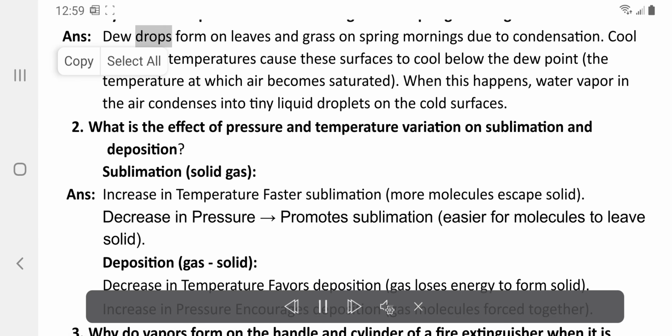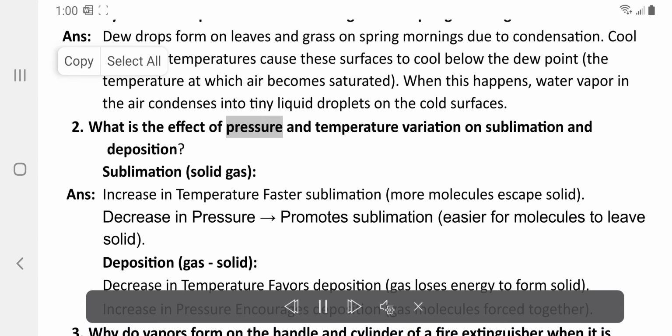Answer. Dewdrops form on leaves and grass on spring mornings due to condensation. Cool nighttime temperatures cause these surfaces to cool below the dew point, the temperature at which air becomes saturated. When this happens, water vapor in the air condenses into tiny liquid droplets on the cold surfaces.